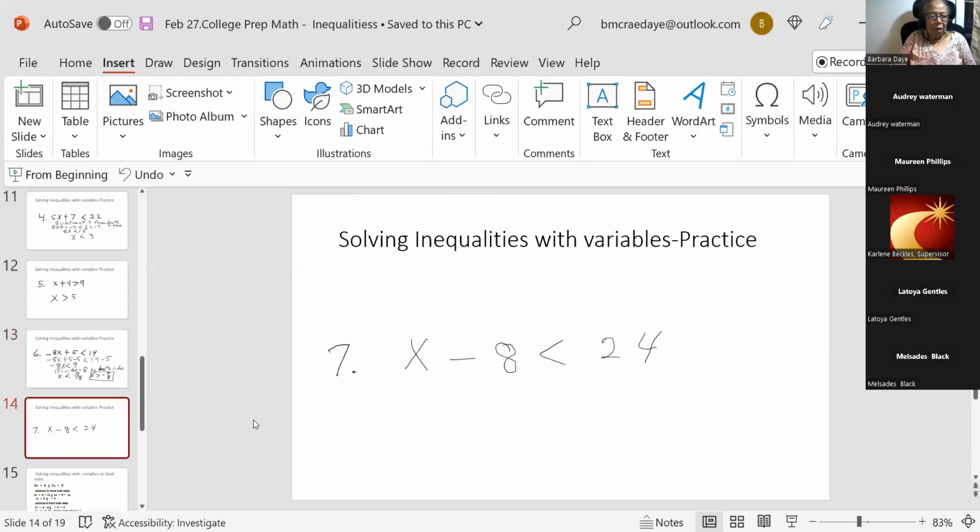Okay. One more here on variables practice before we look at some variables on both sides. Now this is math. What's the answer? Audrey, are you there? x equals? Audrey?